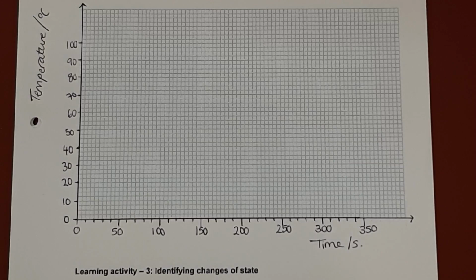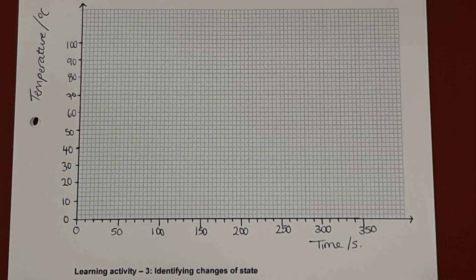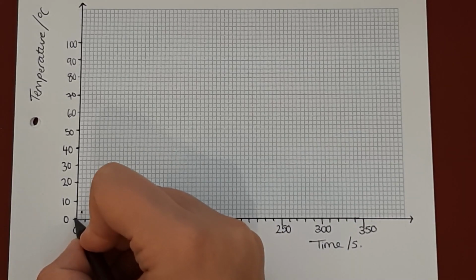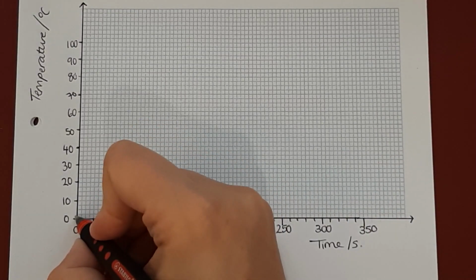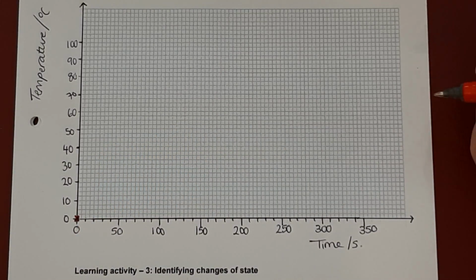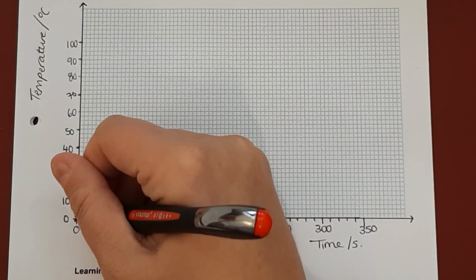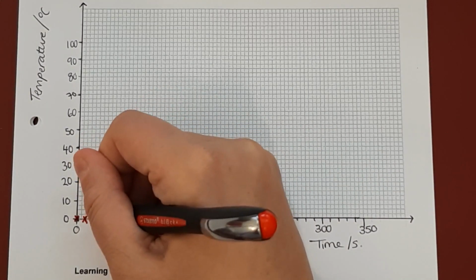If you're not confident about that, then we can go through some of the point plotting together, which we'll do now. So we have to have our results conveniently nearby. So put those next to you. Now our first result is at time 0, which is along this one, and temperature 0. So we put a little cross on our graph. Now it's quite hard to see on my graph in pencil, so I'm going to do mine in pen, in red pen so you can see it. But you need to do yours in pencil. The next one is 10 seconds, and it's also 0 degrees. In fact, it continues being 0 degrees all the way up to 40.